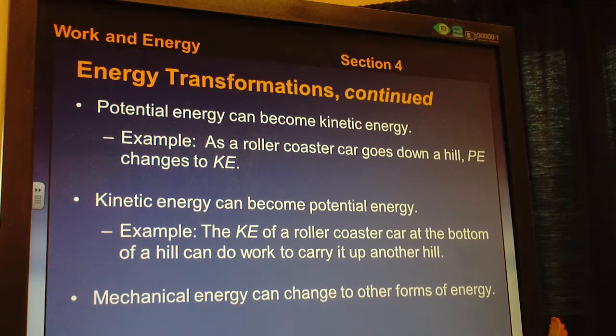Mechanical energy can also change to other forms of energy. Think of when your car is running, it also produces thermal energy or heat. Or even when you're running, mechanical energy can change into other forms of energy, such as heat.